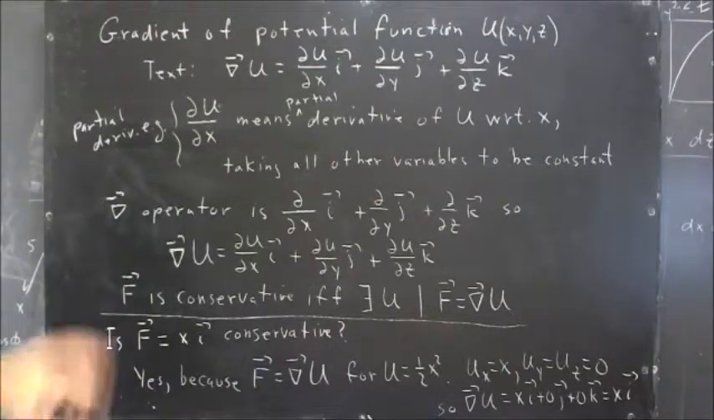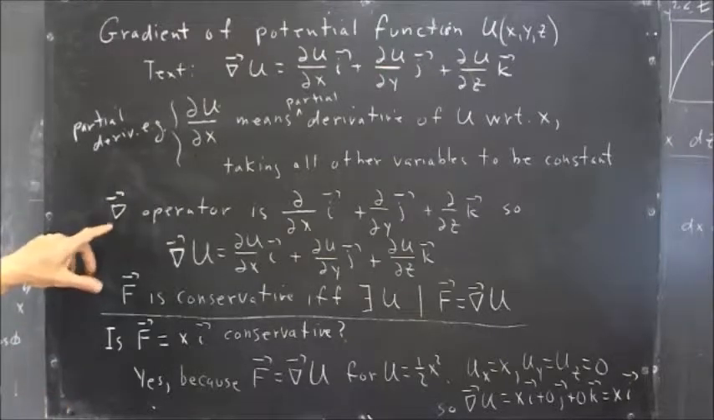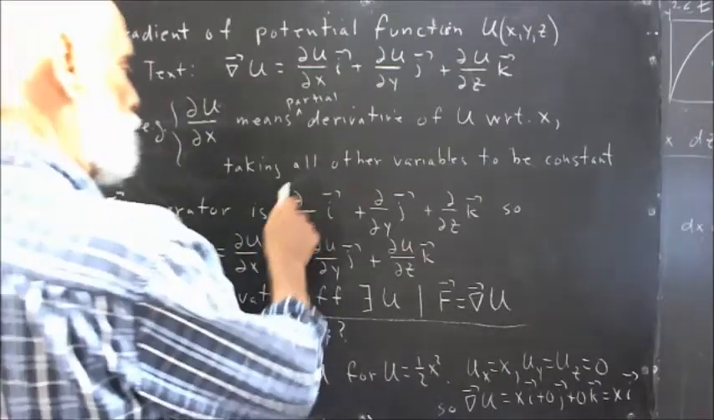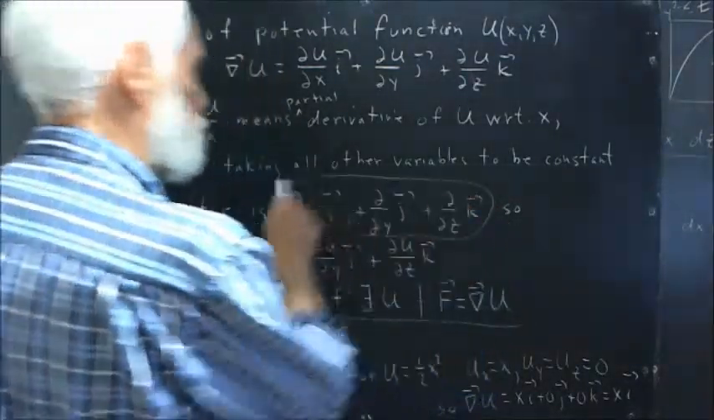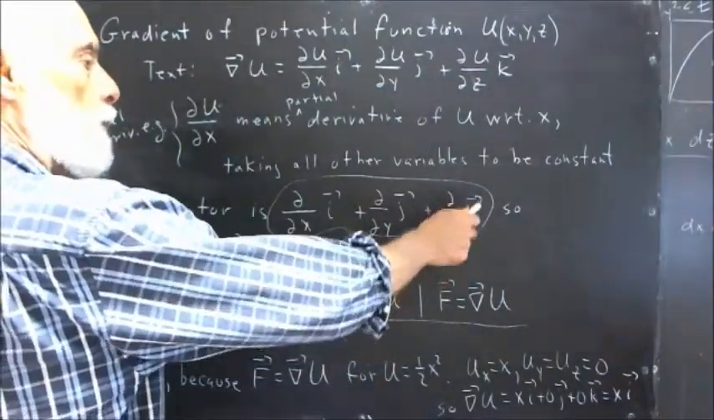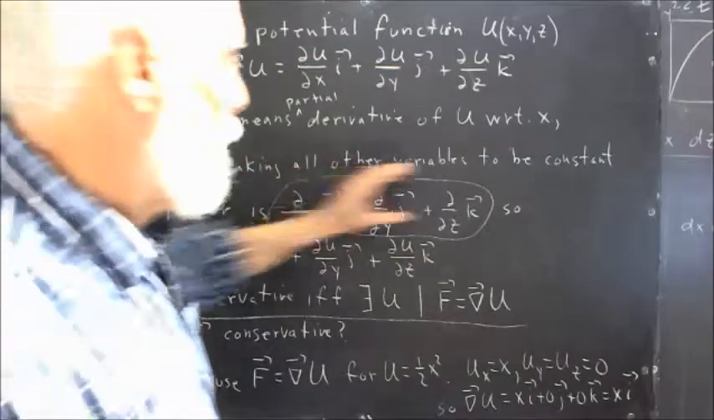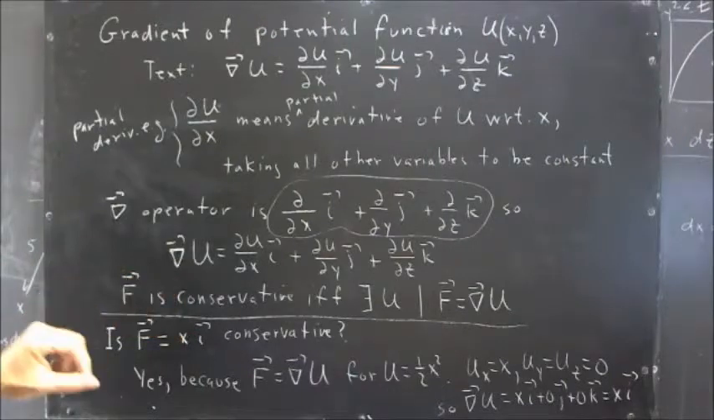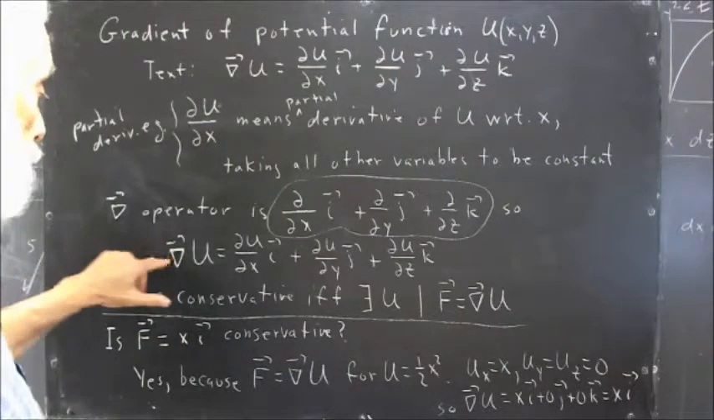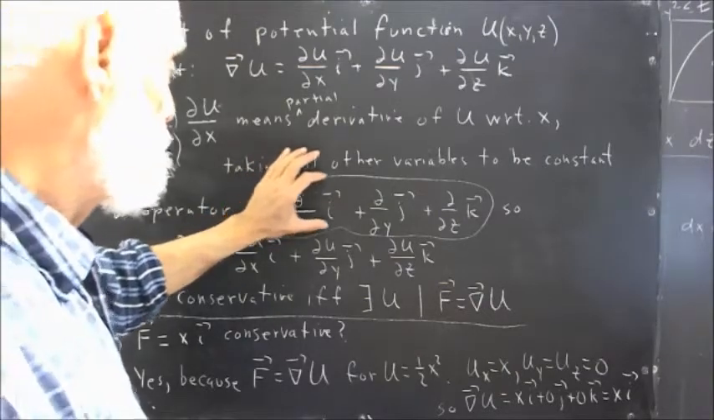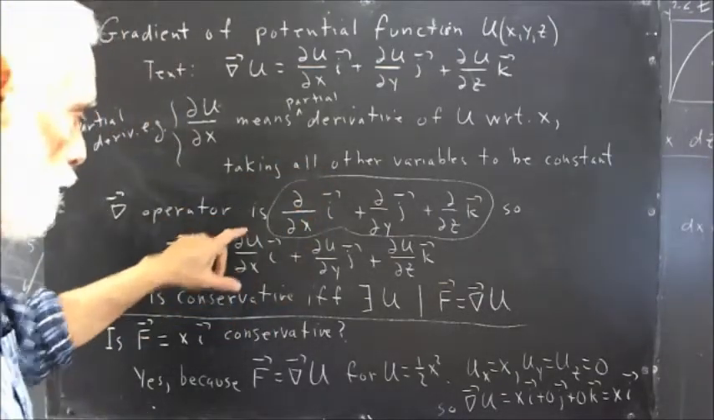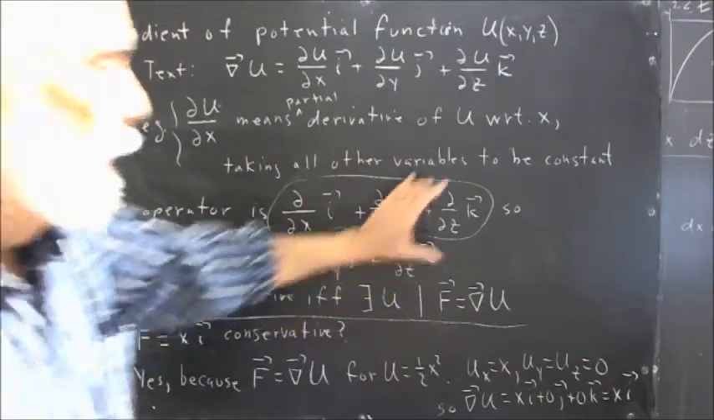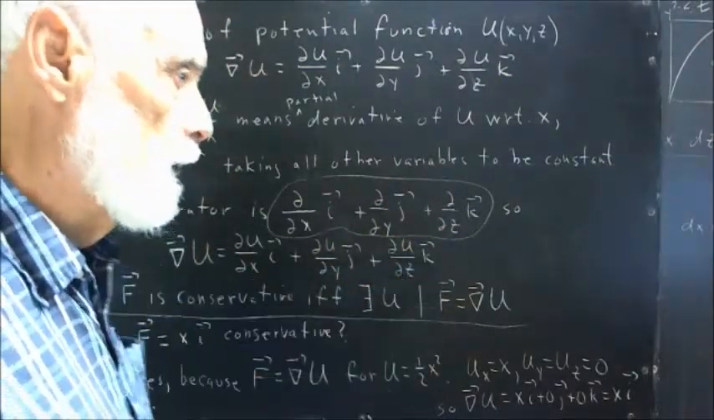Okay, now the del operator, it's a convenient idea. You have a del operator. That operator we could write as partial with respect to x times i plus partial with respect to y times j plus partial with respect to z times k, so that when this operator is applied to a function u, you just apply this to u, meaning you do partial with respect to x times i of u, which means a partial of u with respect to x times i, and this gives you the partial of u with respect to y times j, and this gives you the partial of u with respect to z times k.